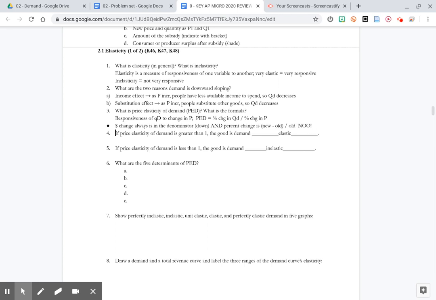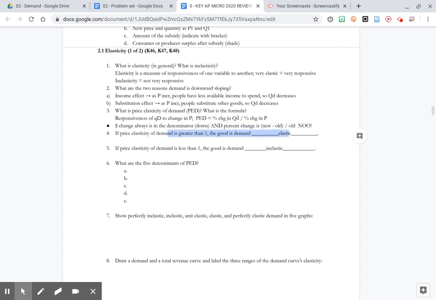There's only 2 O's. Now, if price elasticity of demand is greater than 1, the demand is elastic. If price elasticity of demand is less than 1, demand is inelastic. We can figure that out by observing, what if there's a 200% change in quantity demanded and only a 100% change in price? Well, that means the variable QD responded a lot to the change in price. So the PED would be 2, 200 over 100. And so it would say the demand is elastic.